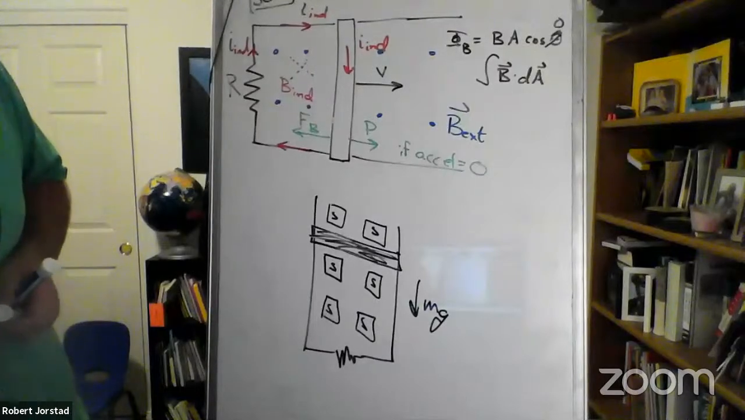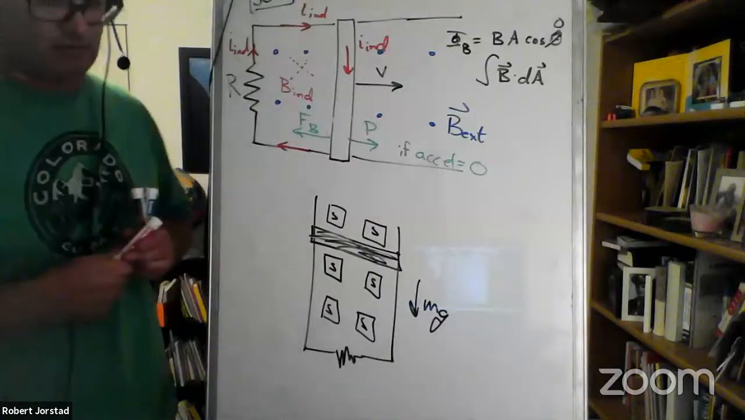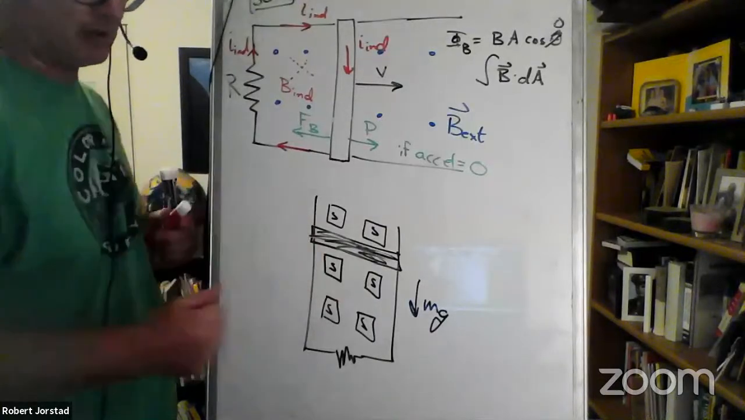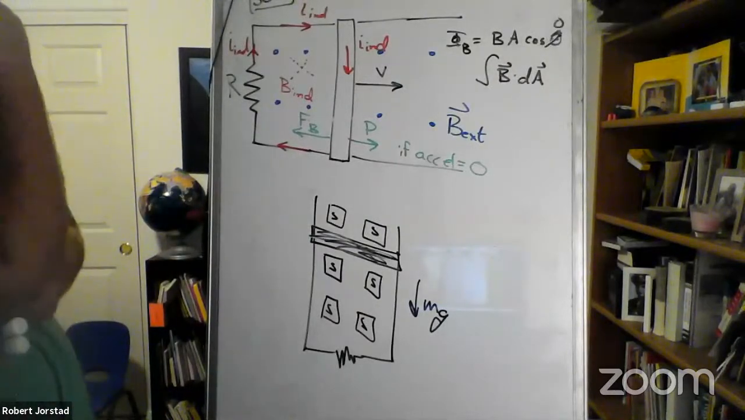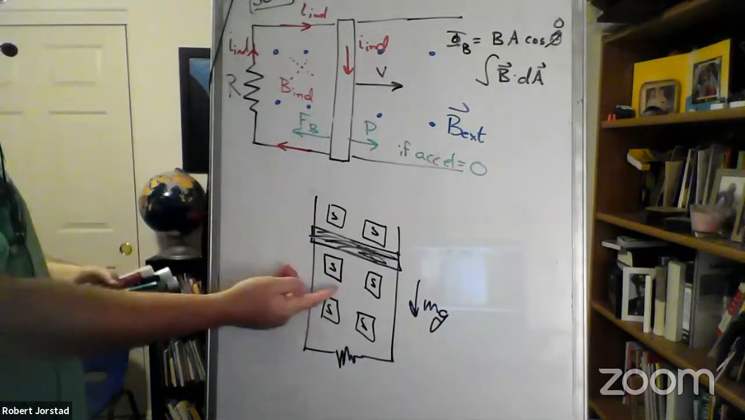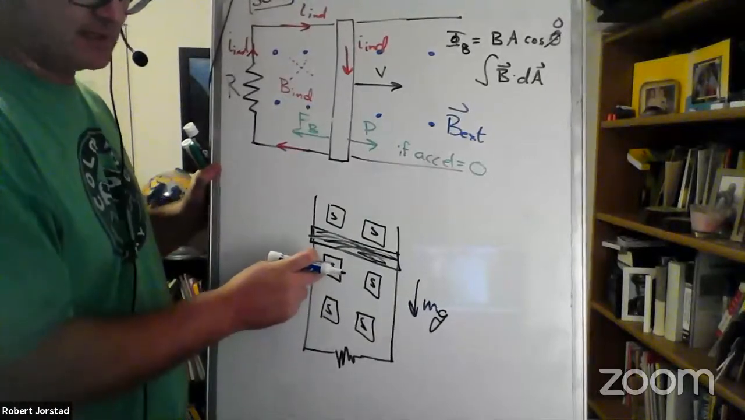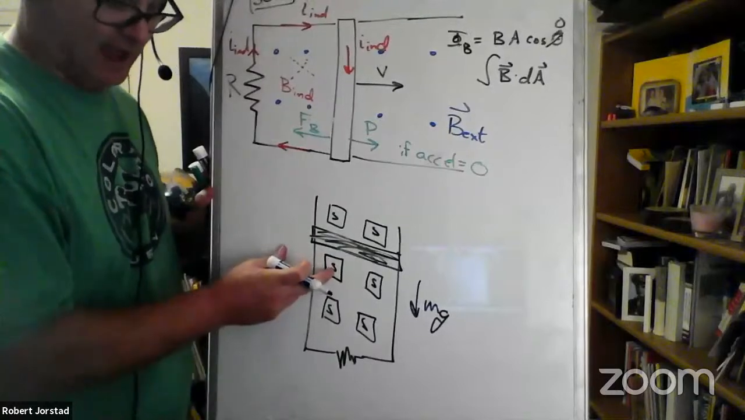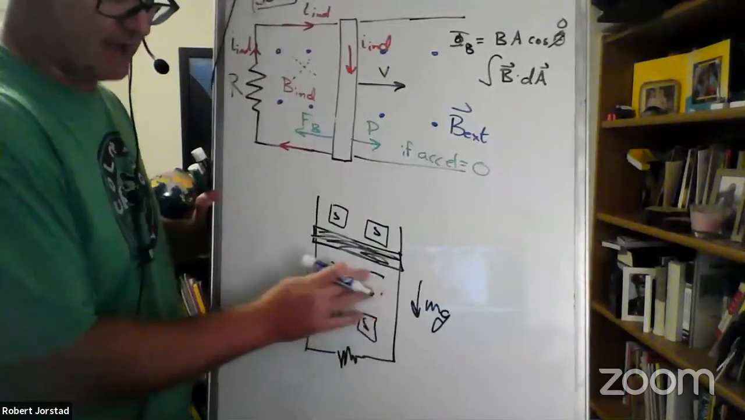Well, let's walk through the logic. If this is a South Pole, what direction is the current in the loop? Clockwise or counterclockwise as this falls? I got to think. Help me out. Is South Pole a dot or an X? Is this going to be representative of a dot or an X for the external? X. So South Poles, the field goes into a South Pole. So these would be X's.